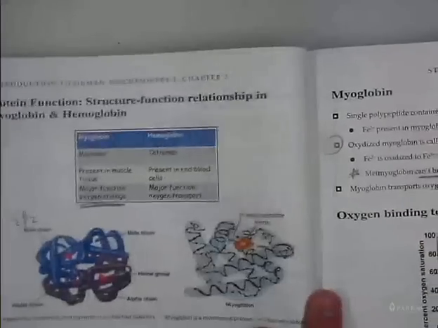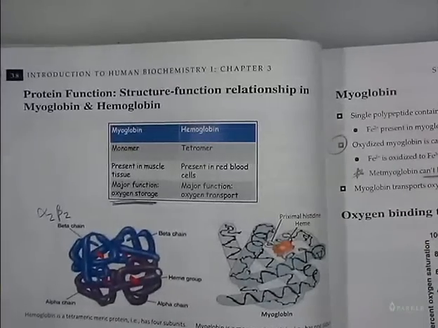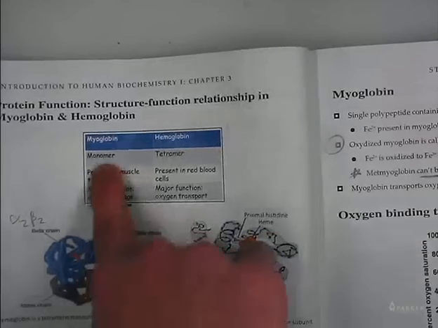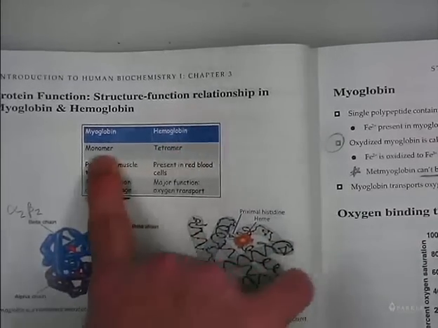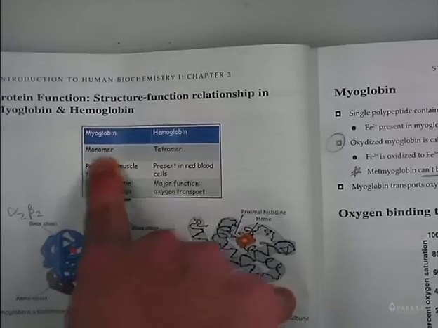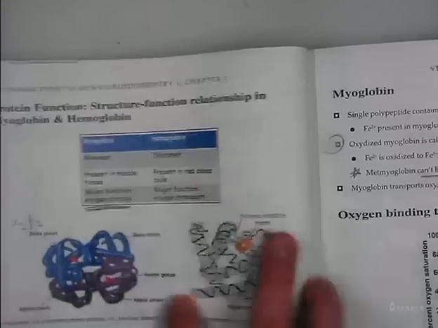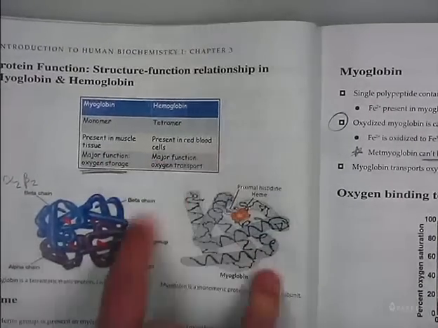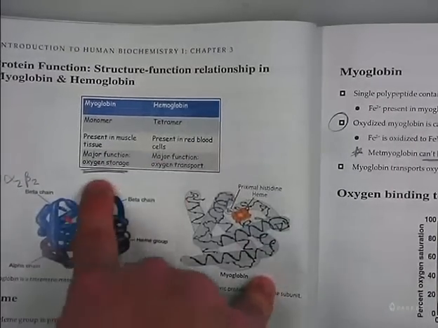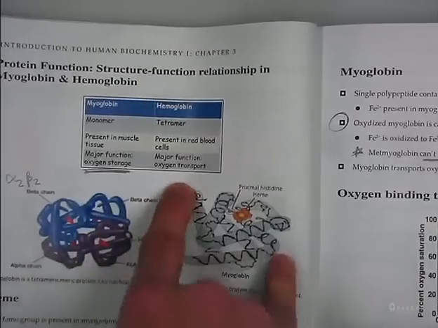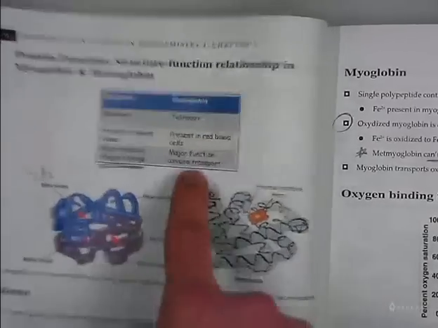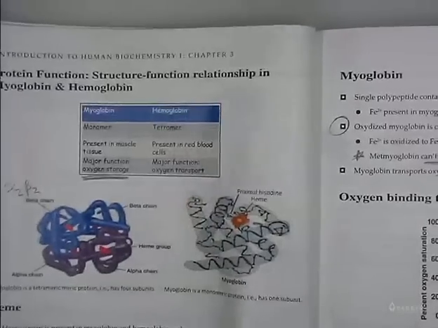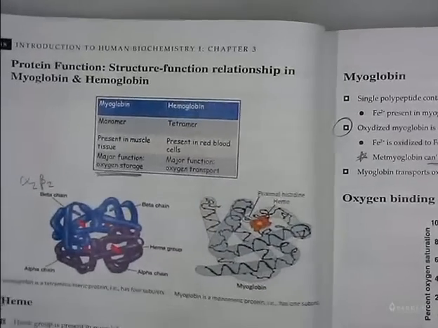Next. Hemoglobin, myoglobin, need to know these charts. Myoglobin monomer, hemoglobin tetramer, so there's only one polypeptide chain in myoglobin. There's 4 in hemoglobin. Myoglobin, myo meaning muscle, present in muscle. Hemoglobin, present in red blood cells. Myoglobin, oxygen storage. Hemoglobin, oxygen transport. It takes it to our tissues and gets rid of it. It's like the delivery person.